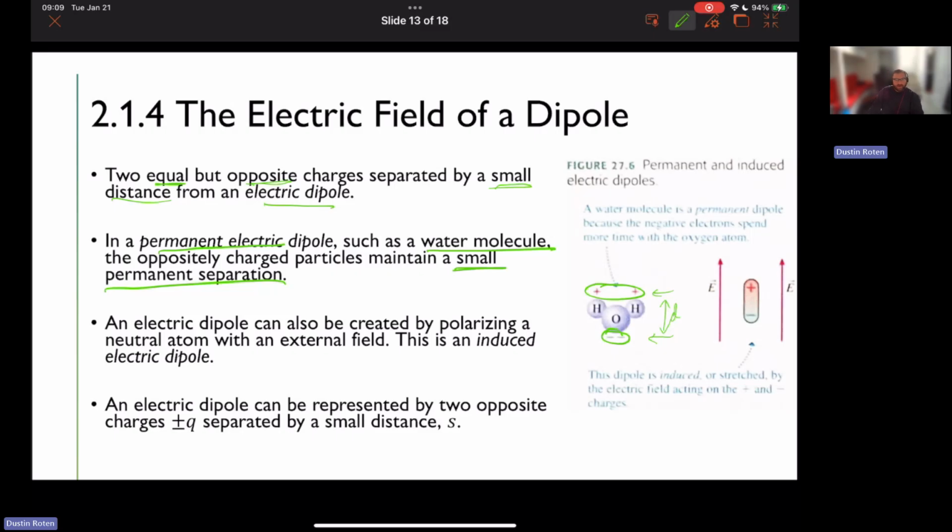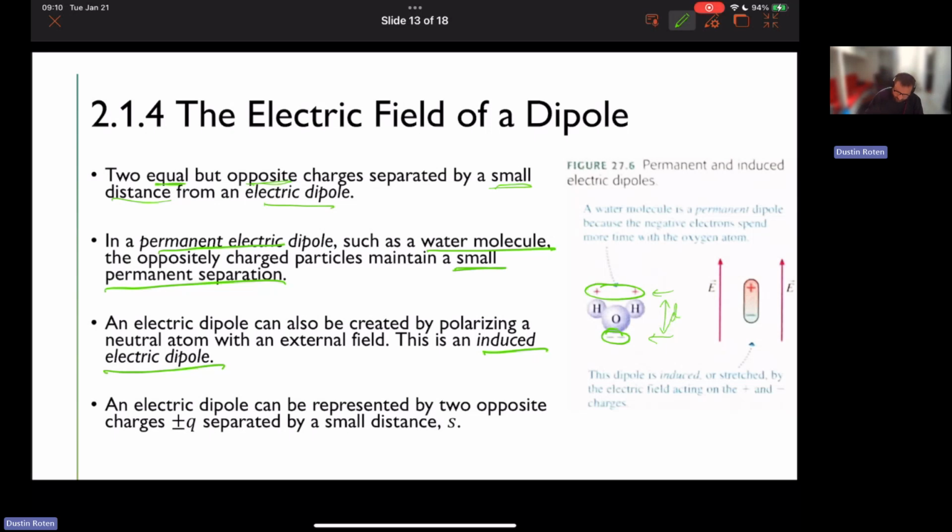We can also create a dipole essentially by polarizing a neutral atom with an external field. This is an induced dipole. If we make one and it's temporary and we have to be acting on it for it to exist, that's where you get an induced dipole. If it exists naturally and is always there, that's a permanent dipole.